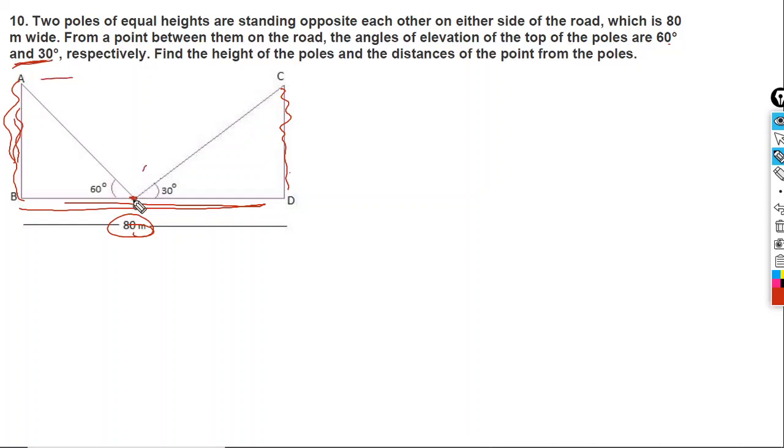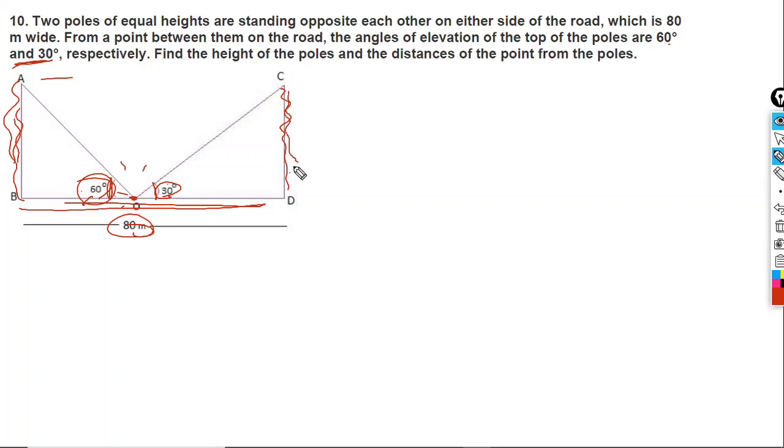So from a point on the road, the angle of elevation to the top of the poles: one of the angles of elevation is 30 degrees, another angle of elevation is 60 degrees. Now find the height of the poles.